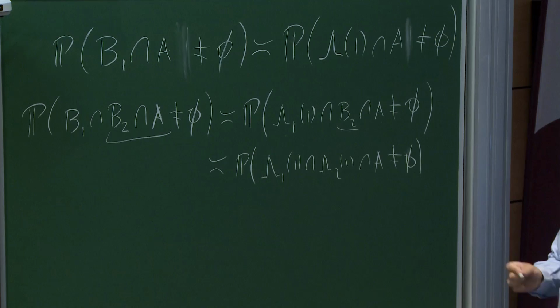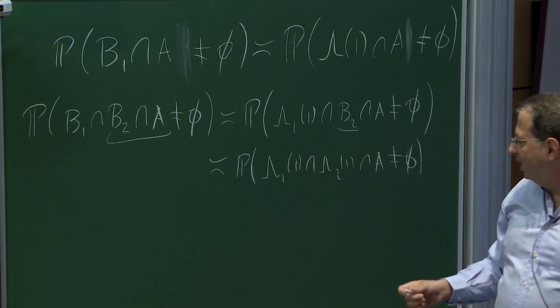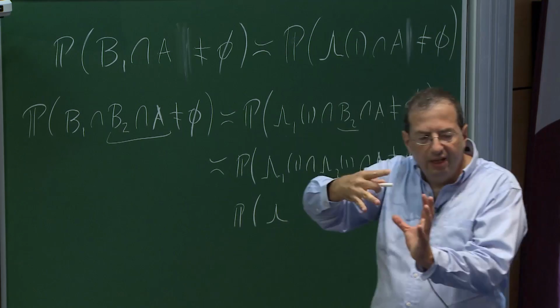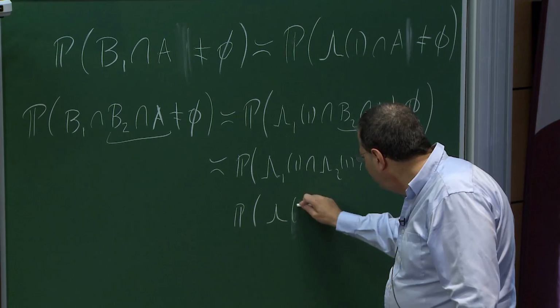Have we made progress? Yes, because this intersection is easy to understand. I told you about this random set. You intersect two copies, what do you get? Lambda 2. This is exactly lambda 2, right? Because if I'm taking the intersection of two copies, it's the same as taking a cube and saying I keep it with probability a quarter instead of a half. So I have lambda of 2, just one set, lambda of 2, intersect A.